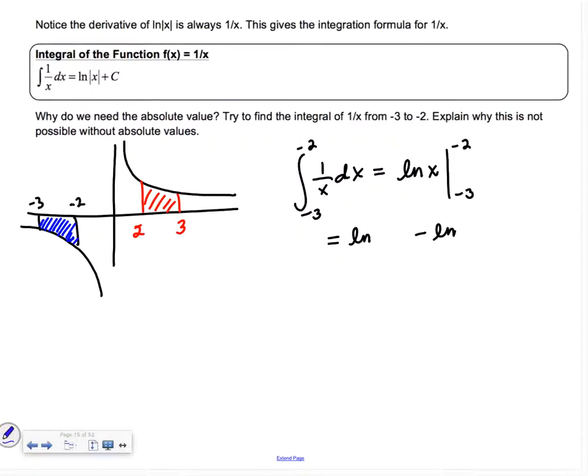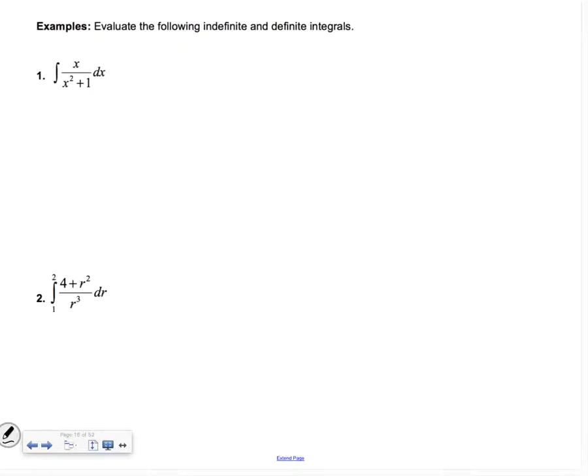Okay, so you have to put the absolute values in right here. So then it's really natural log of the absolute value of -2 minus natural log of the absolute value of -3. So it ends up being natural log of 2 minus natural log of 3, which if you put it into your calculator, that is a negative number. Do you see how it's the opposite of natural log of 3 minus natural log of 2? That's why it's symmetric like that. All right, so do not forget your absolute values. You will get counted off for that on your AP test.